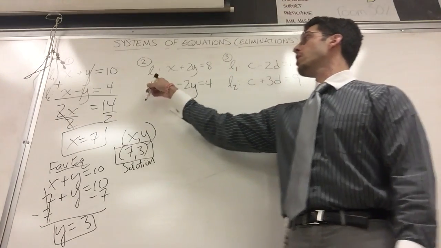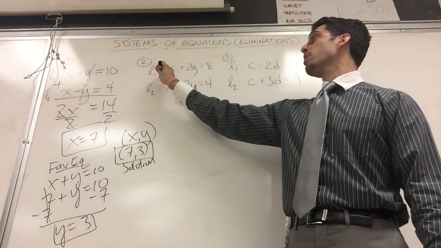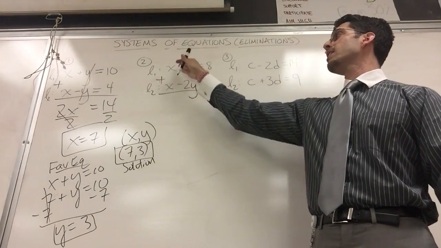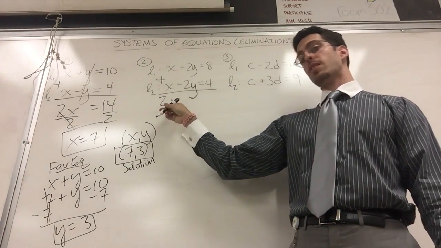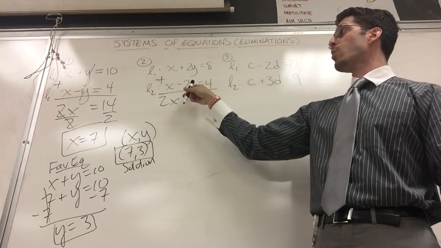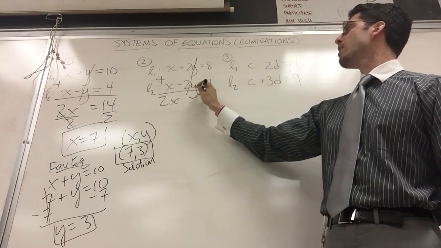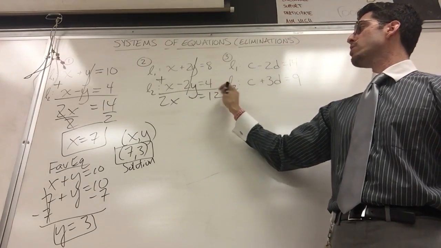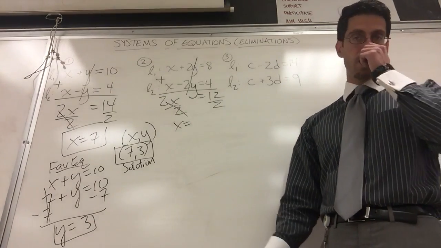And number 2, I gave a secret away again. I'm going to use elimination. So I put a plus sign here, and I add line 1 plus line 2. x plus x, again, is 2x. That's a coincidence. It's not always that easy. Sometimes there are coefficients. 2y plus negative 2y, those are also inverses. And eliminate. 8 plus 4 is 12. Divide by 2. x equals 6.